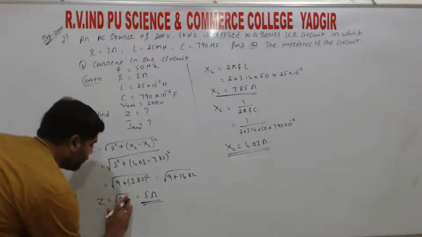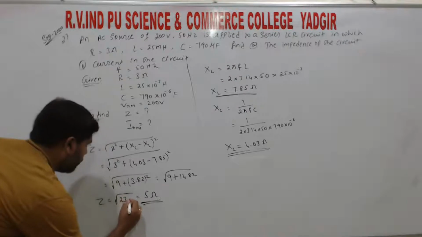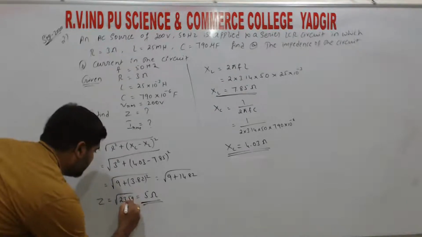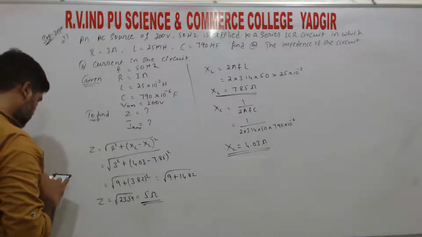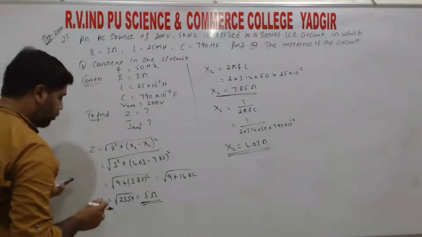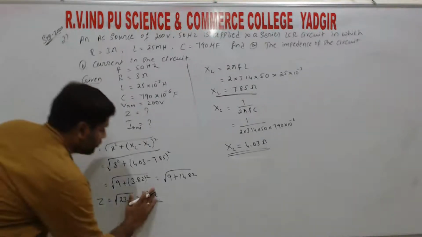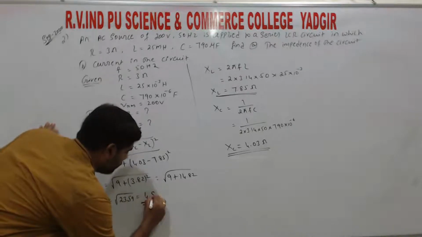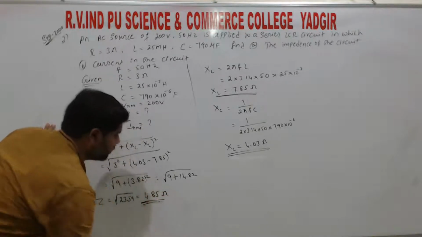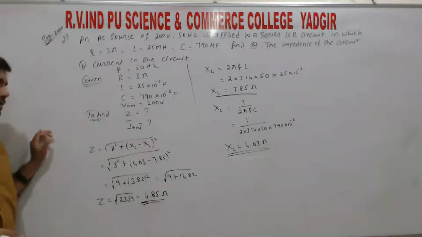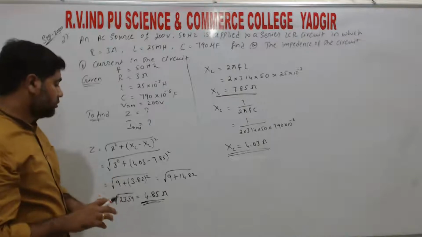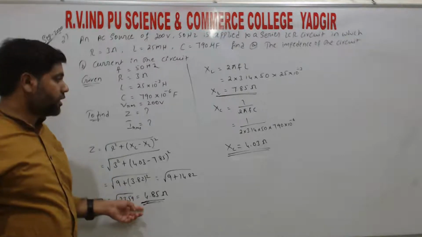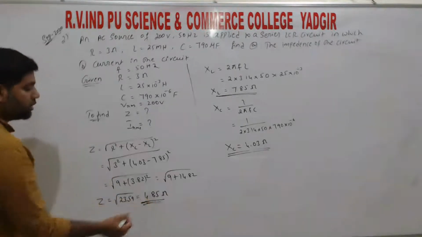So this is getting 23.59. 4.85. 4.85, that is around 5 ohm we get. But when doing the example, instead of putting approximation values, simplify on the calculator and take whatever value comes. So this we get the impedance, right?